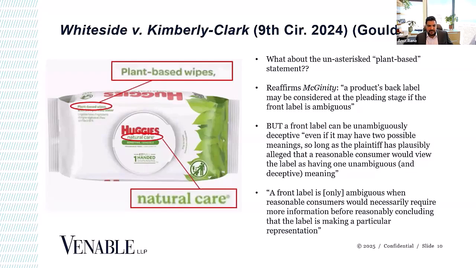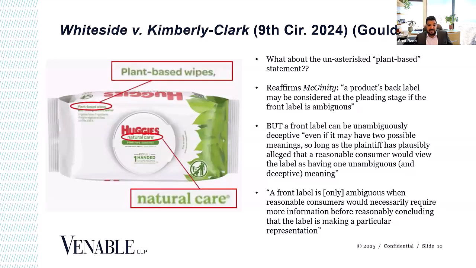And then from a litigator's perspective, we can use Whiteside at the pleading stage to create a bit of a playbook. You want to always argue that there's necessary ambiguity, not just possible ambiguity. You want to frame the front text as a phrase that a reasonable consumer can't interpret without further context. And that ambiguity will allow you to bring in back label or side panels into the conversation. But again, it's got to be more than just possible ambiguity. It's got to be necessary ambiguity.